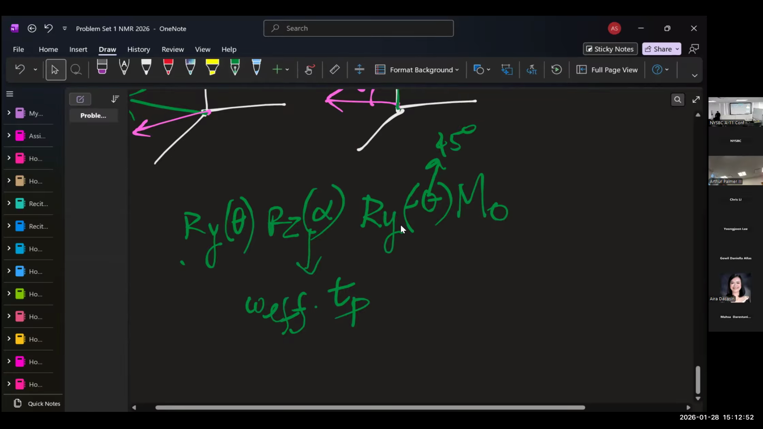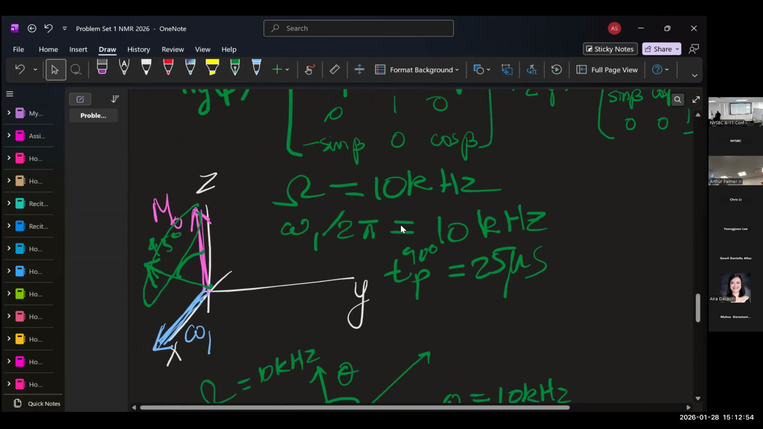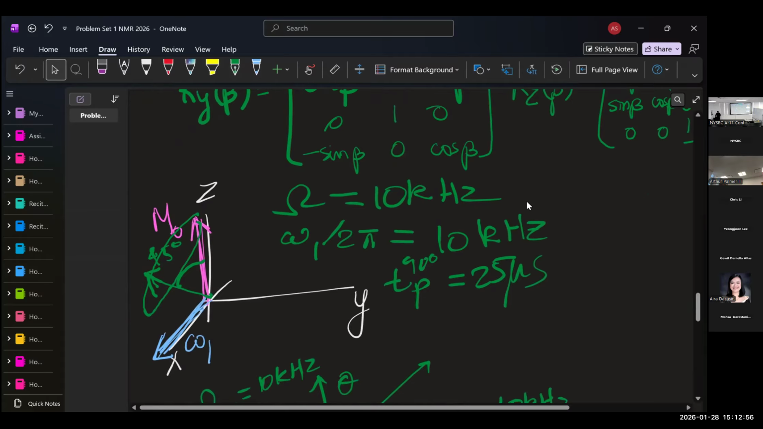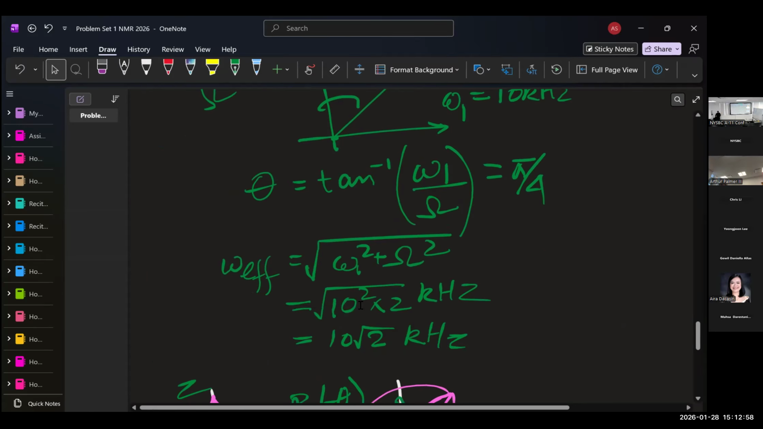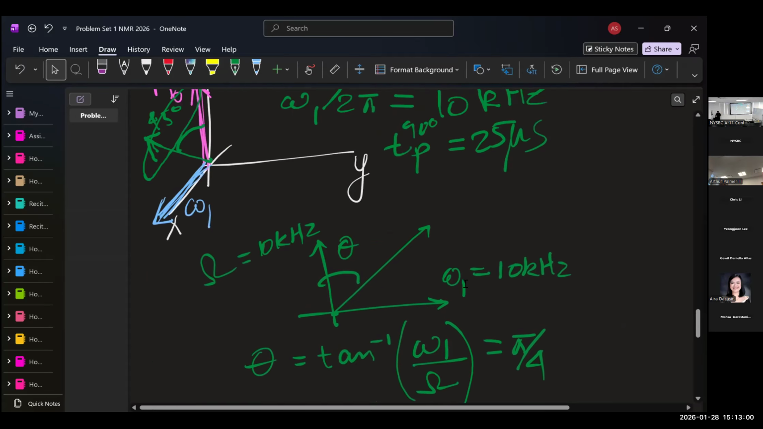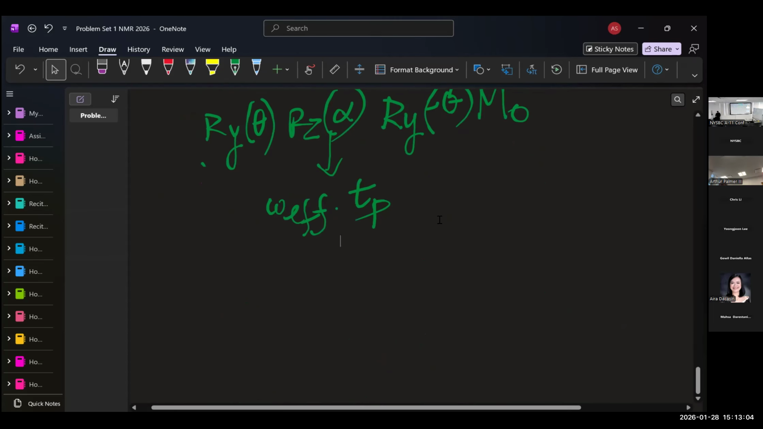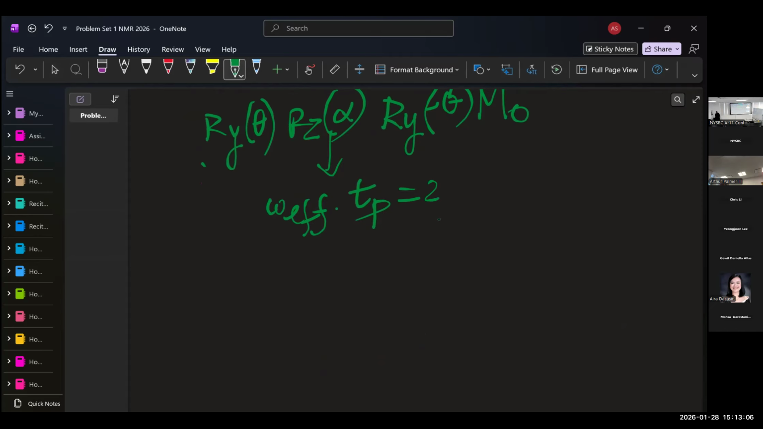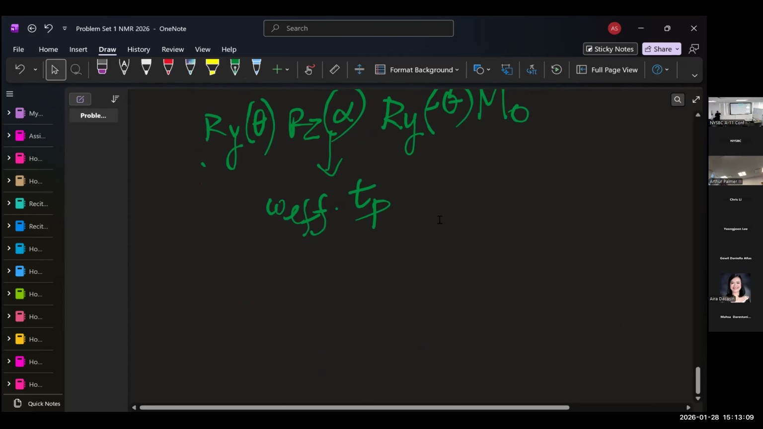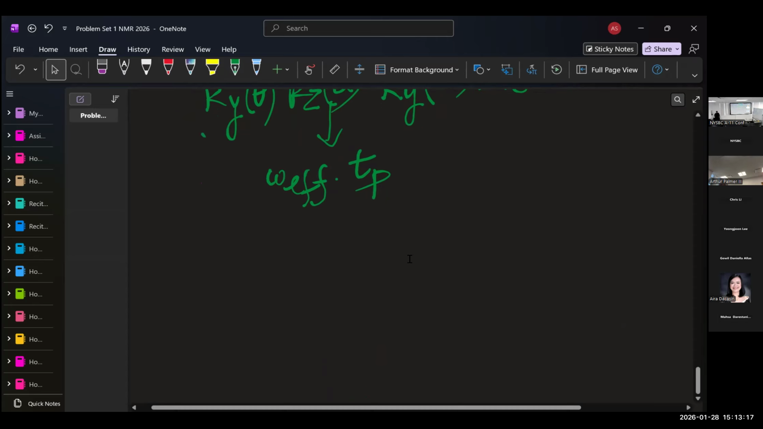So the omega effective we said was 10 times the square root of 2 in kilohertz. The duration of the pulse is 25 microseconds. So you have to multiply those two and then give it an additional factor of 2 pi, so you can get the angle alpha through which the magnetization has to be nutated.